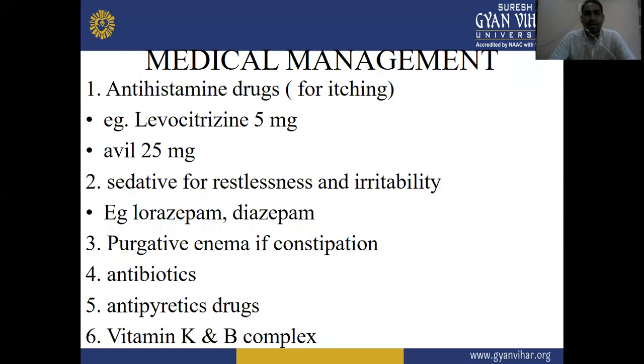Next one is medical management of jaundice. After jaundice occurs, how is it managed by medical treatment? The first category of medicine is antihistaminic drugs, which are used in jaundice for itching. Examples of antihistaminic drugs are levocetirizine 5 mg and Avil 25 mg. These drugs are used in the treatment of jaundice to treat the itching.